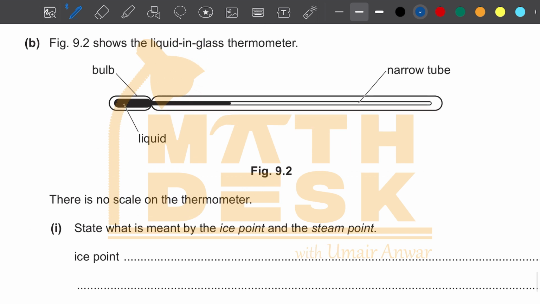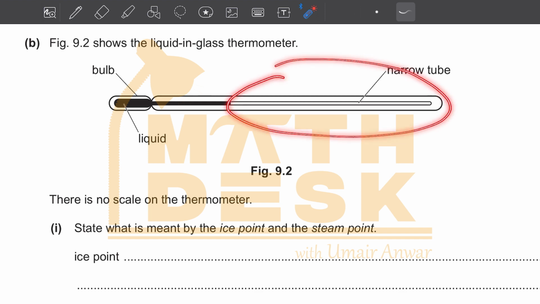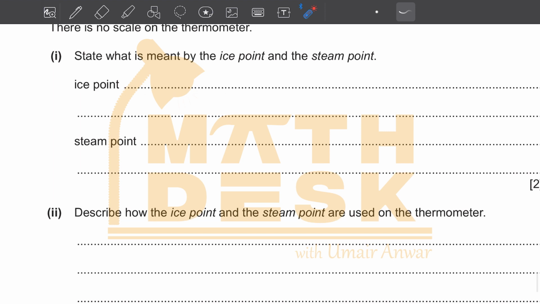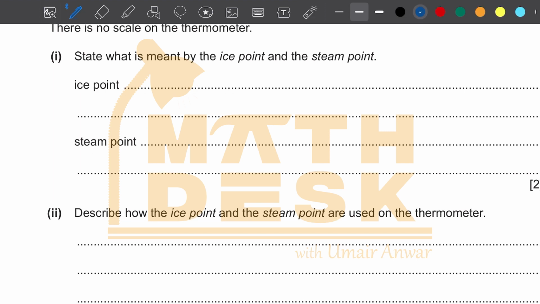The next part says figure 9.2 shows the liquid in glass thermometer. We have a bulb, liquid, and then we have a narrow tube here. There is no scale on the thermometer. State what is meant by the ice point and the steam point.